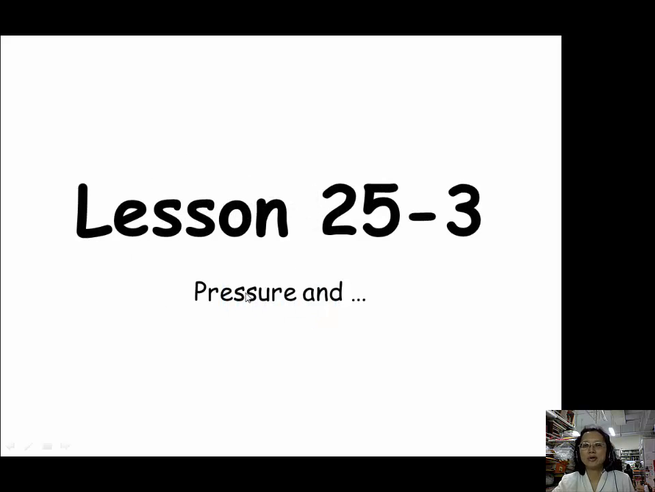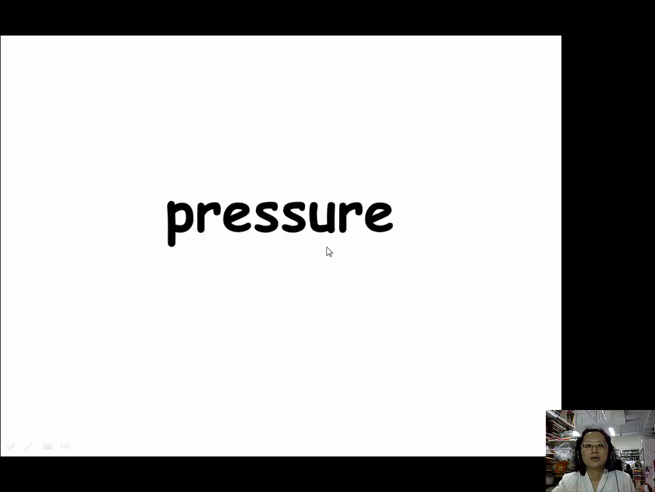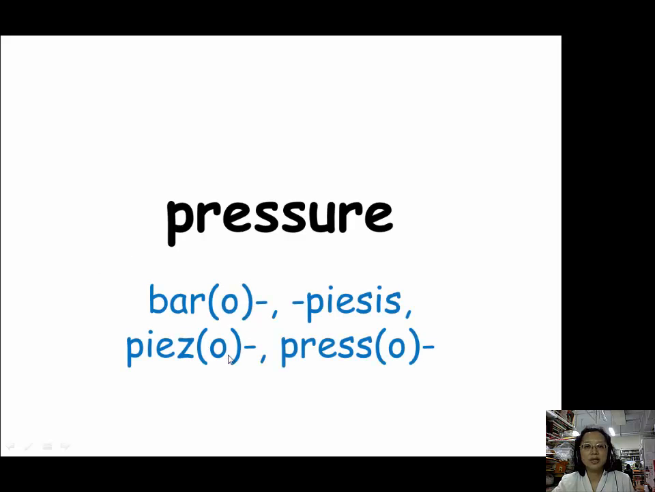Now let's proceed to the last part of our course, and also the last part of lesson 25. We are going to talk about prefixes and suffixes that are related to pressure and other things. For pressure, we could use one of these four prefixes and the suffix. For prefix, we have baro, B-A-R-O, and piezo, P-I-E-Z-O, and presso, P-R-E-S-S-O, and also the suffix piesis, P-I-E-S-I-S. We've talked about baro before, so we are not going to give an example about it. And for piesis, because I can't find an example for it, we are not going to give an example for it either.